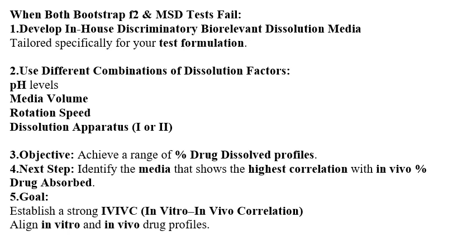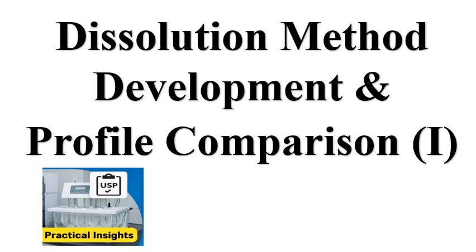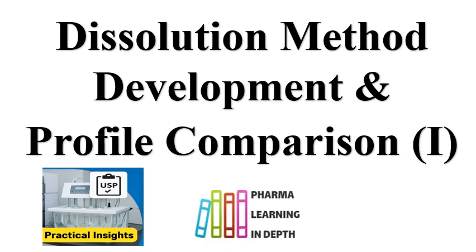For this, use different combinations of dissolution factors like pH levels, media volume, rotation speed, or you can choose between the apparatus. The objective of this activity is achieving a range of percent drug dissolved or release profile. The next step is to identify the media that shows the highest correlation with in vivo. So a biorelevant, discriminatory method is required to be developed. Then the goal is to establish a strong IVIVC, that is in vitro in vivo correlation, and align in vitro and in vivo drug profiles. So this is regarding dissolution method development and profile comparison.